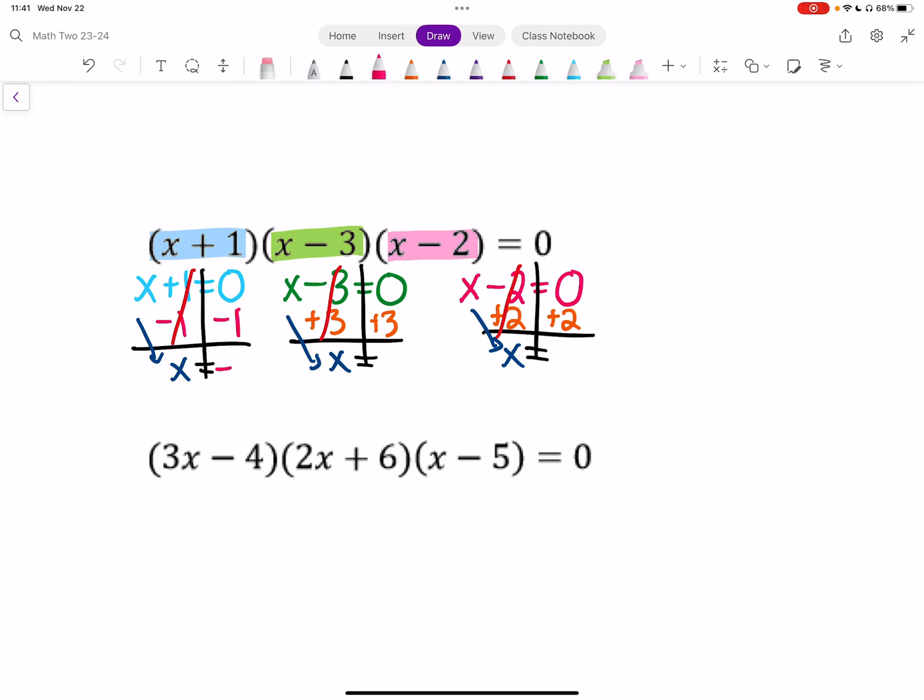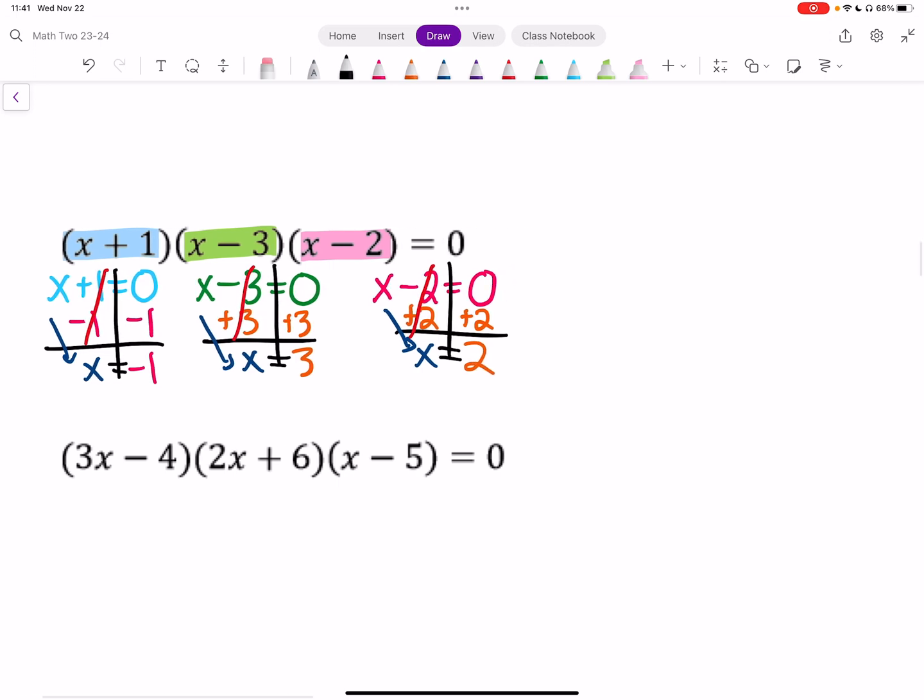0 take away 1 is -1. 0 add 3 is 3. And 0 add 2 is 2. Here when I'm writing my solutions, the least value is that -1, then 2, then 3.